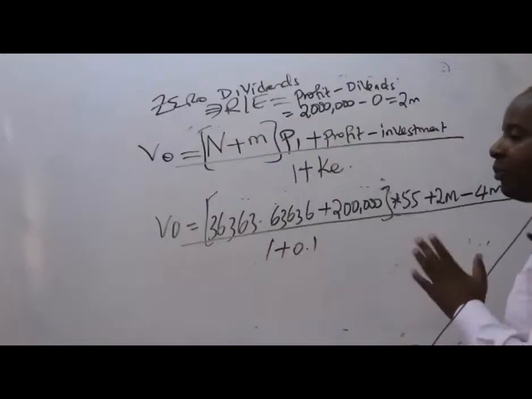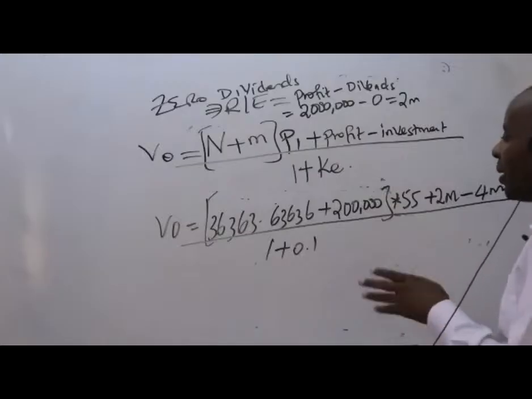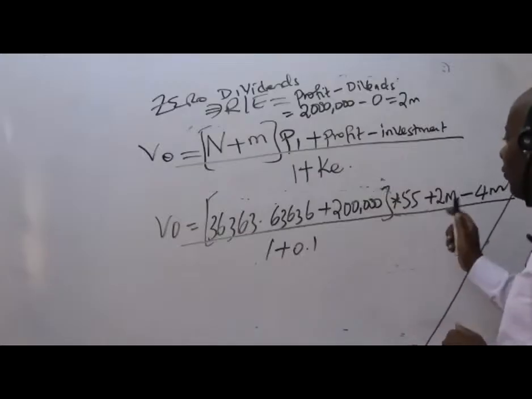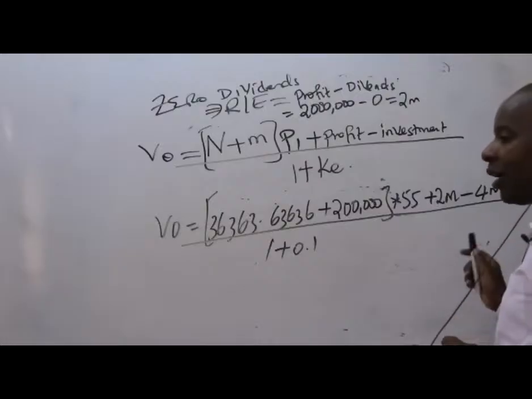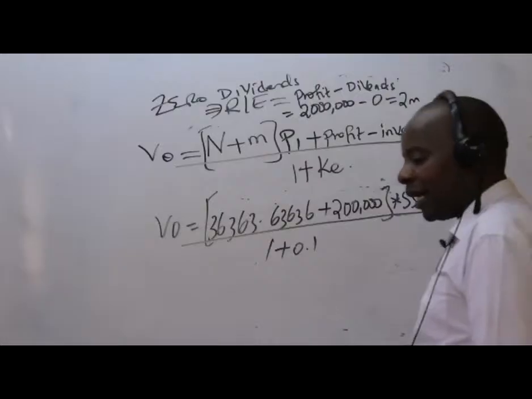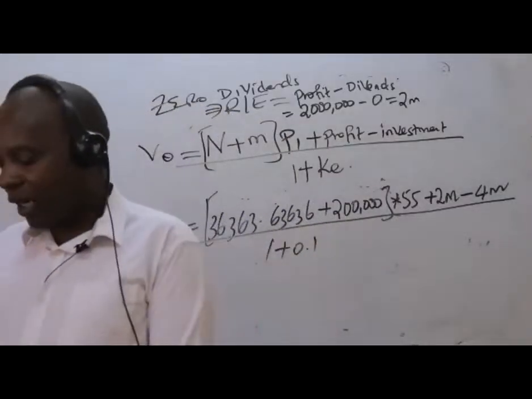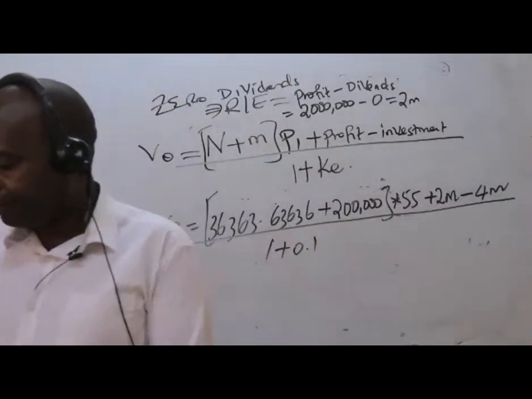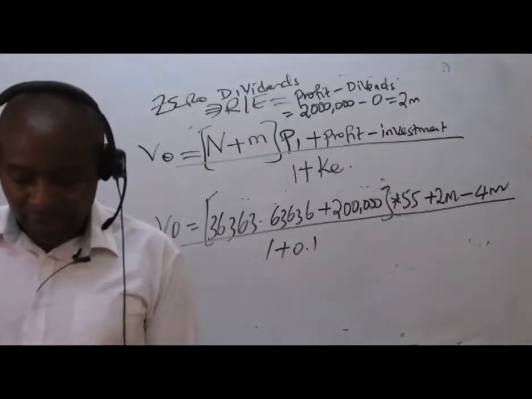So could you kindly move now slowly? Go up there and open brackets up there, times 55 plus 2 million minus 4 million, you say equals, and then you divide by 1.1. You divide by 1.1, and then you advise us, what value are we getting? Somebody, what value are we getting there?